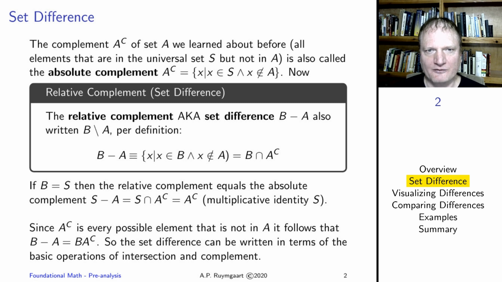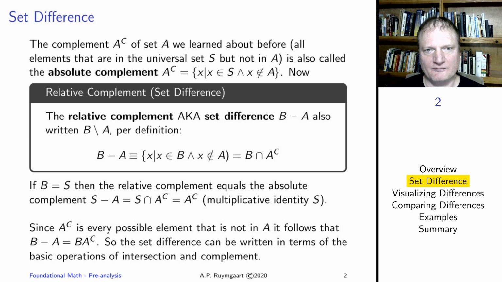Now, with that in mind, we can define the relative complement or the set difference. So the relative complement is the set difference, and it's written for two sets B and A. It's written B minus A, also written B backslash A, and per definition, the set difference B minus A is all the elements in the set B that are not elements of A. And this equals the intersection of B with the complement of A.